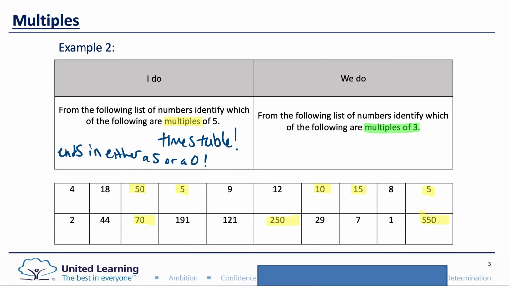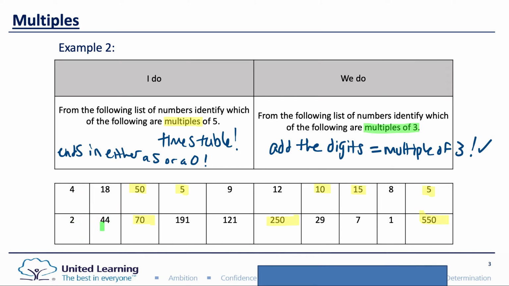What we discussed about multiples of 3 is that when you add the digits of any number, they have to equal a multiple of 3. If they do, happy days, that means that number is divisible by 3. Okay, so let's go through it.